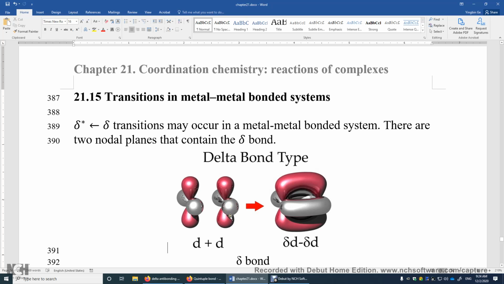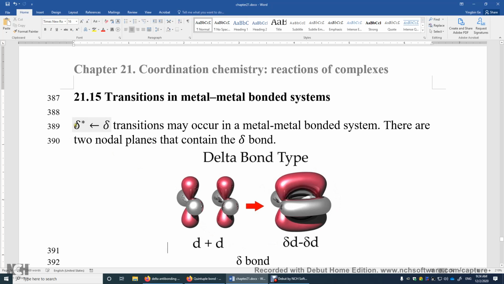And if you look at the positions of their lobes, you can see these two can interfere with each other in a constructive manner. Constructive interference between these two. And finally, these two silver behind can also interfere with each other in a constructive manner. And therefore, this is constructive interference between the two d orbitals, and this is a delta bonding orbital.